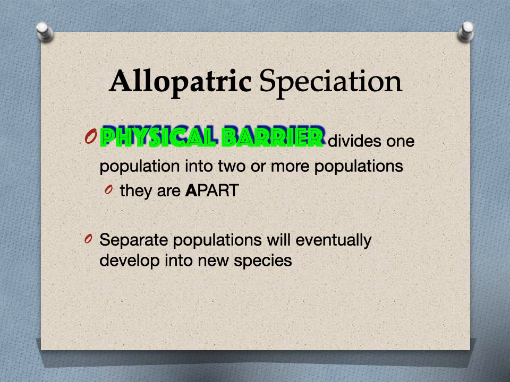Allopatric, easy, A for allopatric, A for apart. These are apart. They can't get together even if they wanted to. There is a physical barrier. The great example are the Kaibab and the Abert squirrels that got divided by the Grand Canyon, and now even if they wanted to get together, they would have to Evel Knievel over the Grand Canyon to get to each other, and they're squirrels. They don't have that capacity. So that is one example of a physical barrier.